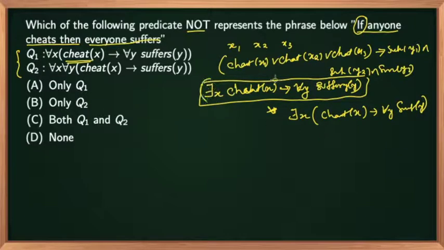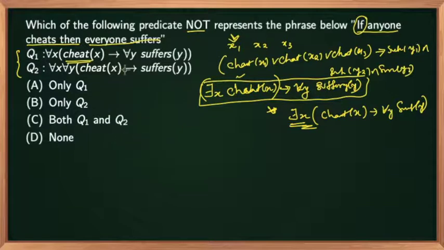You have to see the bracket here. For example, let's assume x1 is not a cheater. So here, cheat of x is false. False implies anything will be true, and we need only one true because there exists an x, right? So if x1 is not a cheater, basically we are not at all worried about other persons, right? So this is not the correct statement. This statement is correct. It says if there exists a cheat person, then everyone suffers.